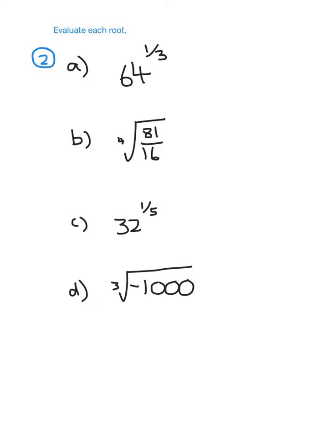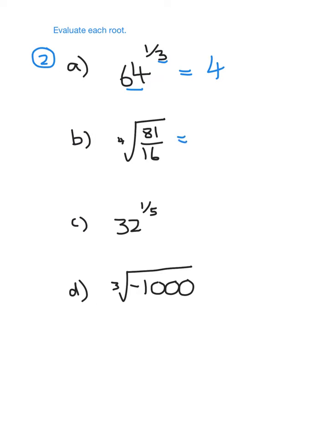So question 2 says evaluate each root. And again, each question does not match up with the book question, but they're similar. So question A says 64 to the 1/3. So what's the cube root of 64? Well, we know the answer is 4, because 4 times 4 times 4 is 64.